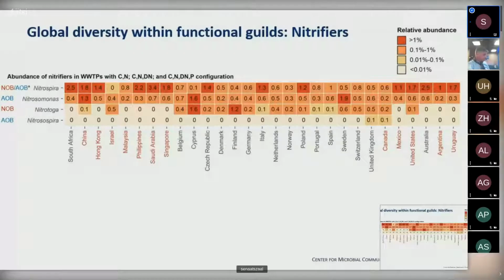And what you see here is the mean relative abundance of these nitrifiers in different countries. For the ammonia oxidizing bacteria, it's mainly Nitrosomonas which occurs globally. There's also Nitrospira, which can be a common comammox bacteria, and then also, of course, an ammonia oxidizing bacteria. But Nitrospira is nearly never seen in this ecosystem, except for a few in the UK and in Canada. For the nitrite oxidizing bacteria, it's mainly Nitrospira worldwide, but we also have Nitrotoga, especially in Europe.